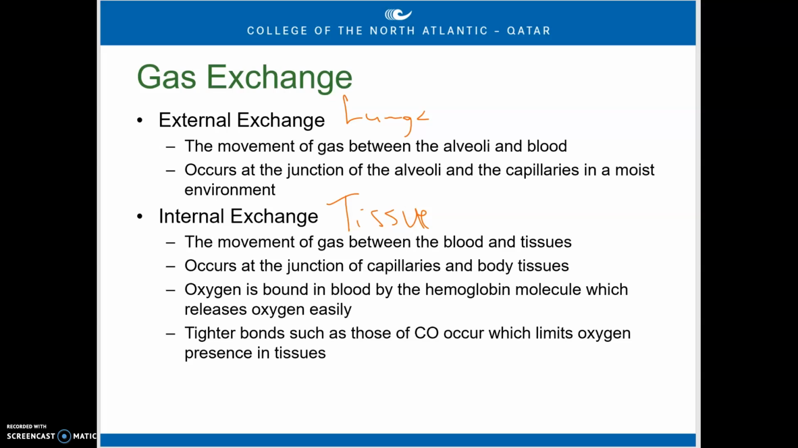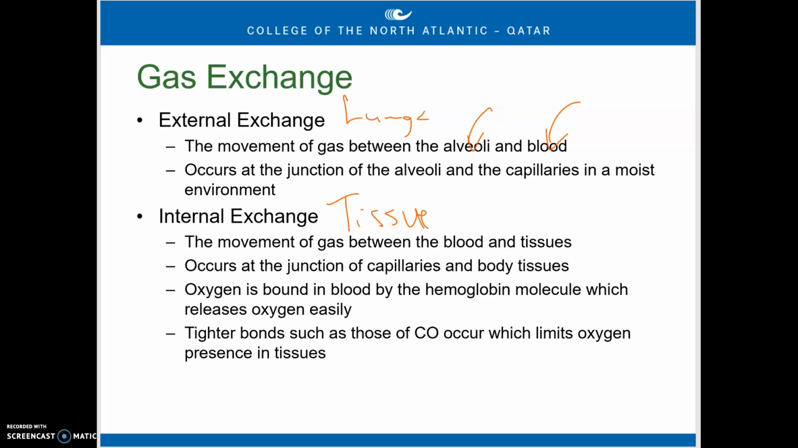So for the external exchange part of the gas exchange, we're going to have movement of gas between the alveoli, which is a part of the lung, don't forget, the smallest part of the lung, and the blood, which is going to be part of the circulatory system. So this exchange is going to happen at the capillary beds that surround each alveoli, and that has to be in a moist environment. In order for diffusion to happen, we have to have water present, or we need to have an aqueous solution there. So we need to have our lungs moist at all times. So that's our external exchange.